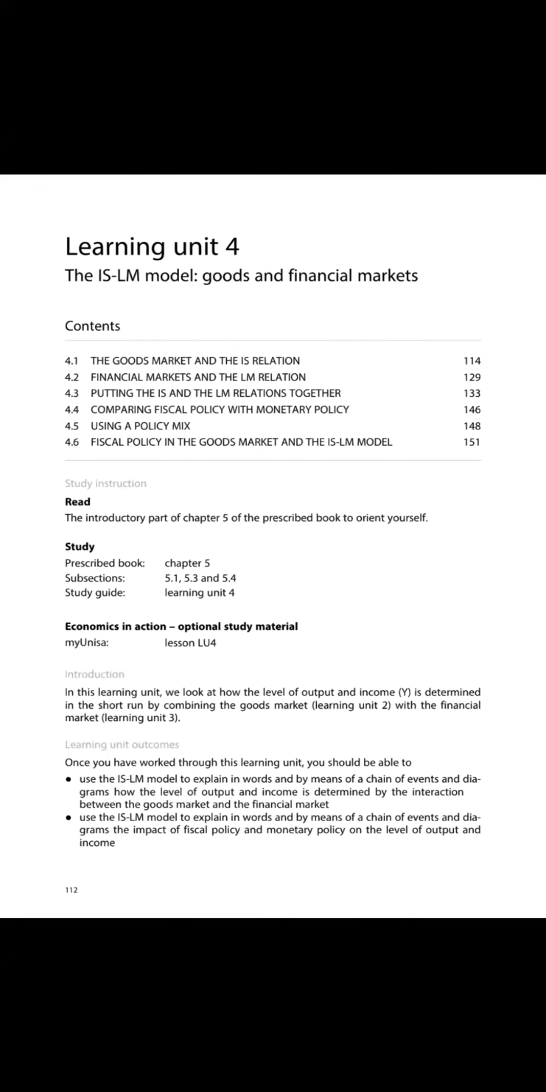Right. Just to get us started on this macroeconomics, we had basically discussed prior to what we are going to be doing today that our economy can be separated into two, which is the goods market and the financial market.